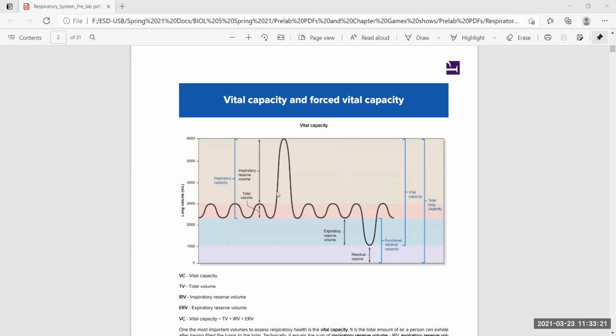So if we add this tidal volume and the inspiratory reserve volume, that volume is called inspiratory capacity. If you add two or more of the respiratory volumes, that becomes a respiratory capacity. That's why you have tidal volume, inspiratory reserve volume, and if you add them together, we call it inspiratory capacity. Okay, let's go to another one here.